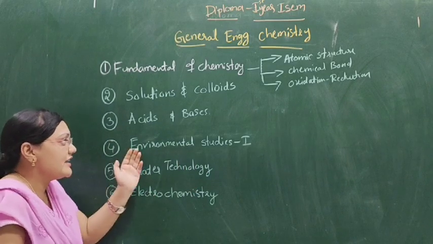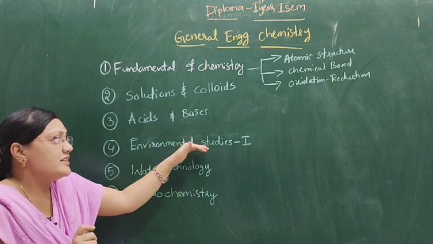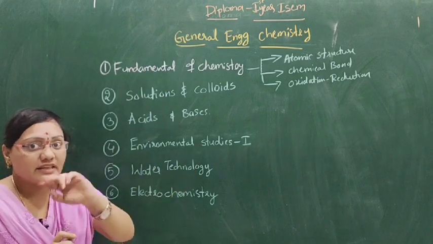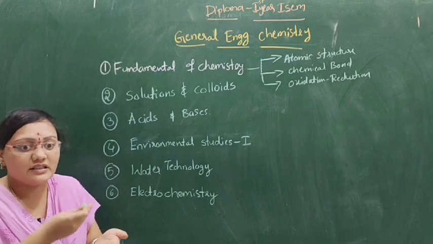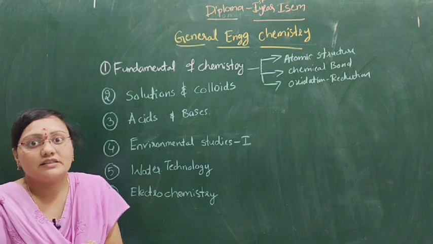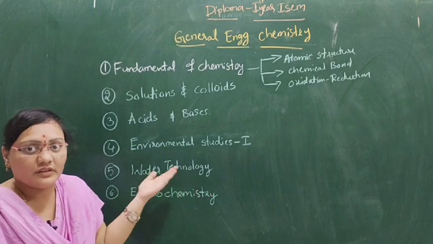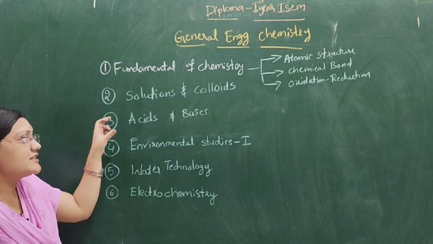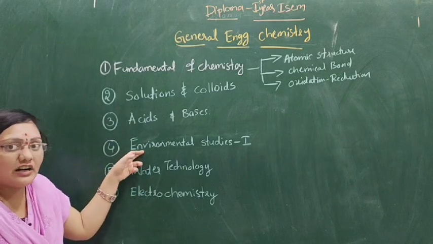Okay, and next one is environmental studies 1. Environmental studies has 2 parts. Environmental studies 1 is in the first sem, and environmental studies 2 is in the second sem. So the first sem has only environmental studies 1. What is a pollutant? What is pollution? What is a receptor? And next terms. That is environmental studies. And these 2 topics form the second mid syllabus: acids and bases, and environmental studies.